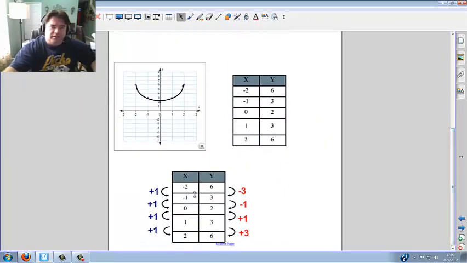Now, if you take a look here at our example, at negative 2, positive 6, negative 3, positive 1, 0, 2, 1, 1, 3, 2, 6, notice how at first, as we're going up one every time with the x, we're changing from negative 3 to negative 1 to positive 1 to positive 3 for our y outcomes, so it's not a linear function.